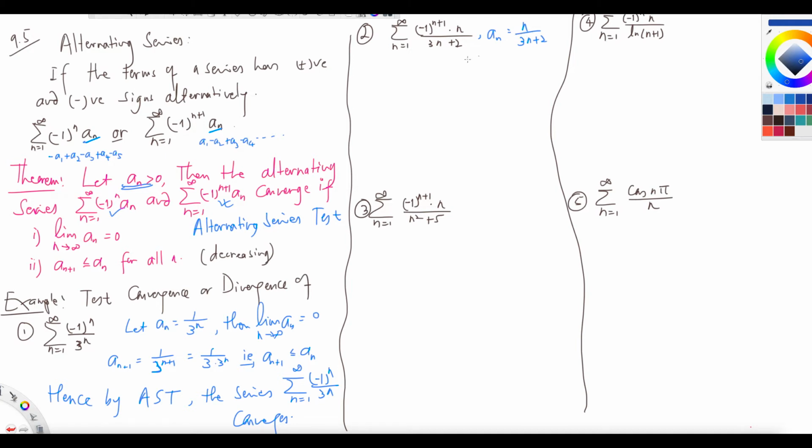Now, what is the limit? Does the limit go to 0 or not? Because the first condition is that the limit goes to 0. If the limit does not go to 0, then by the divergence test, the series diverges, right? So the limit as n tends to infinity of a_n equals what? The limit as n tends to infinity of n over 3n plus 2.